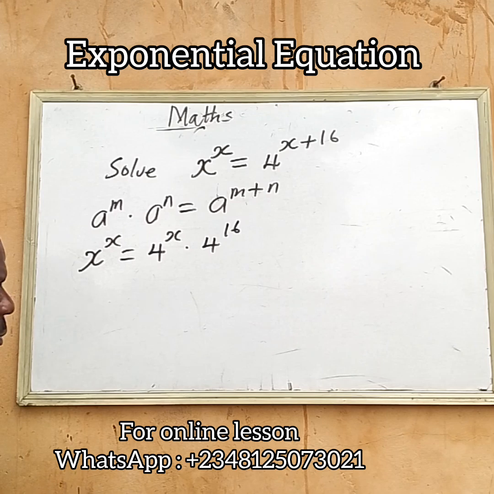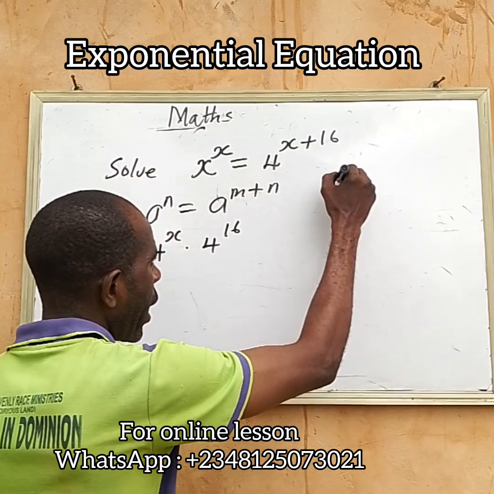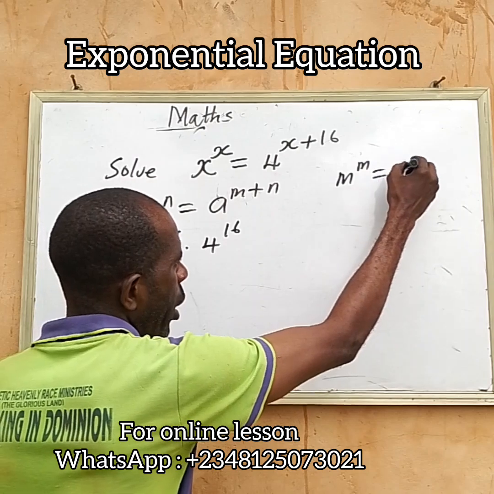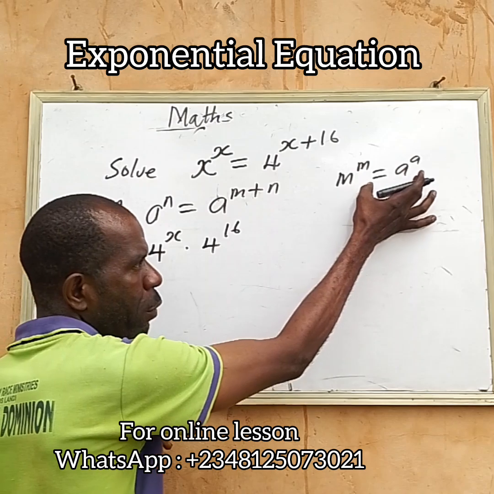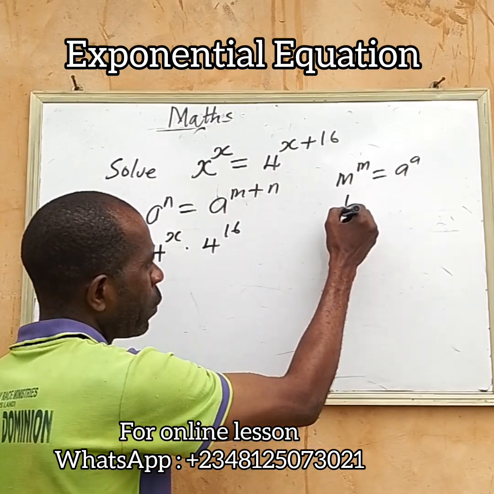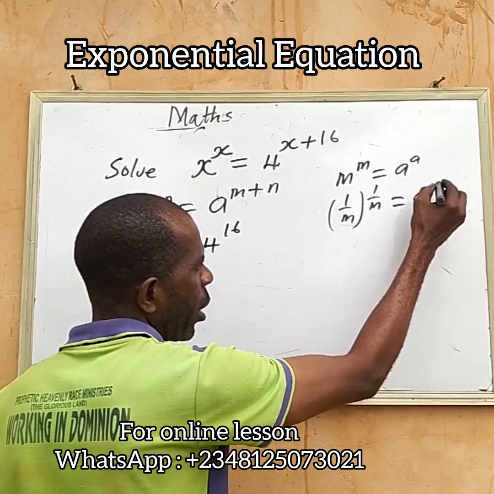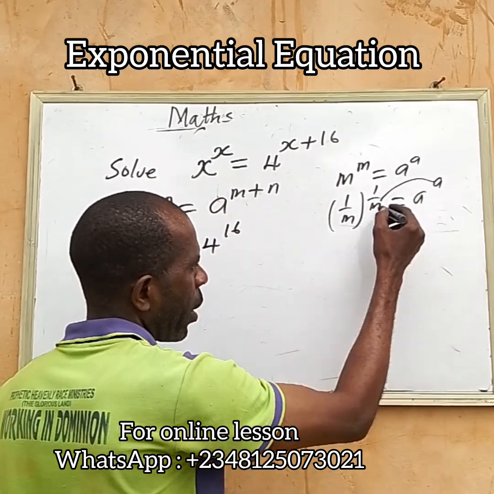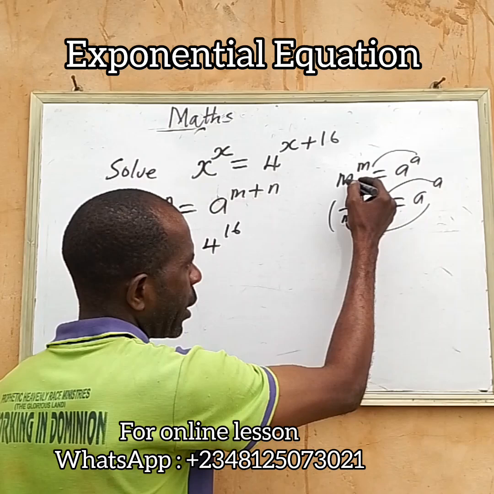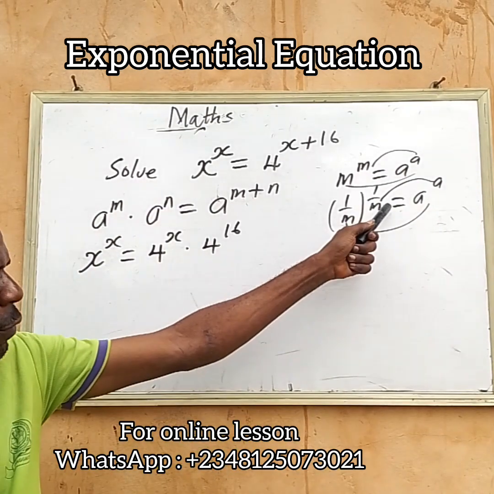The next thing is for us to isolate x. What do we need to achieve? We want to achieve this isomorphism. If I have m raised to power m equal to a raised to power a, where a is a number and m is unknown, then we can equate them. Or if we have 1 over m raised to power 1 over m equal to 1 over a raised to power 1 over a, we can also equate them. So we want to manipulate this equation to achieve something like this.